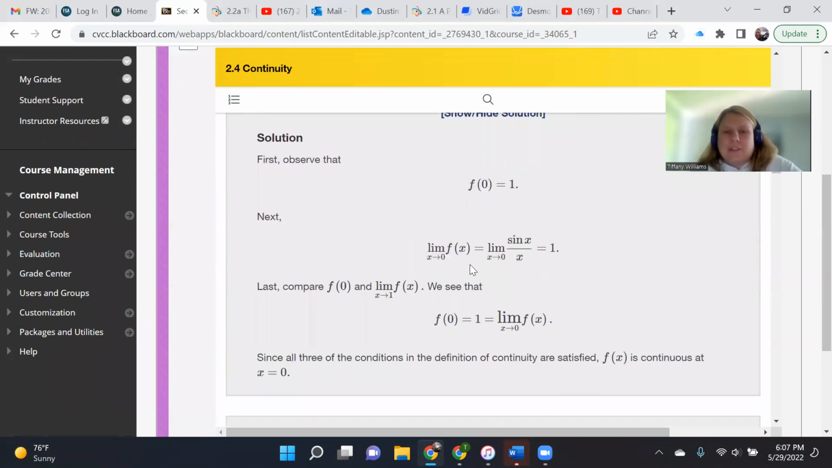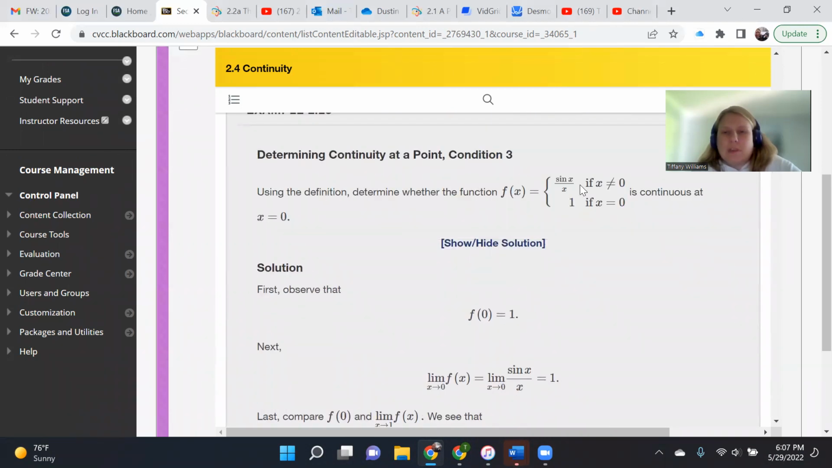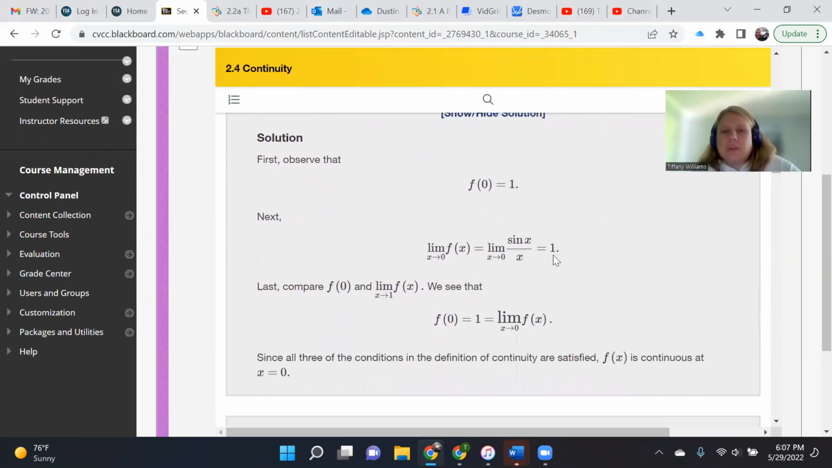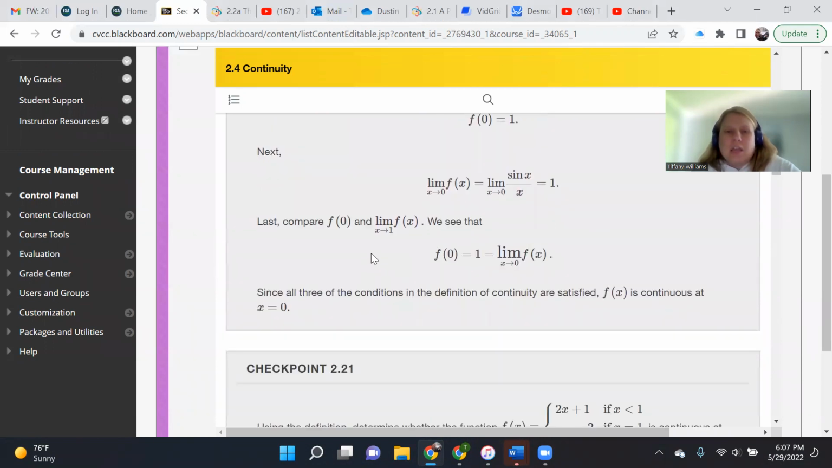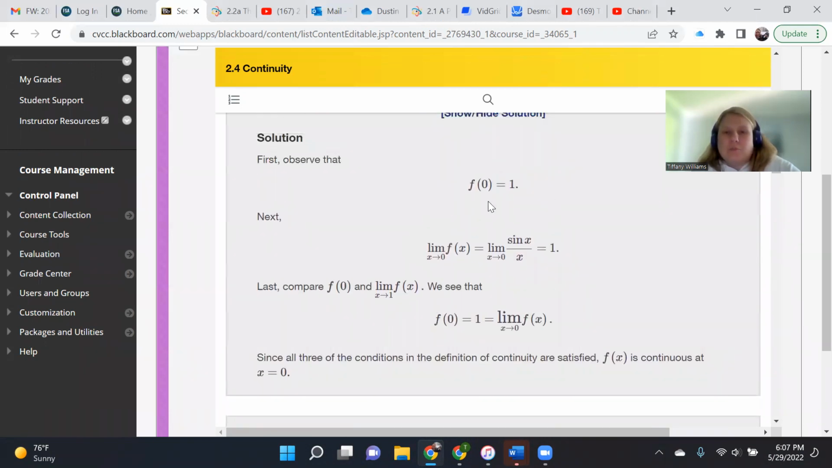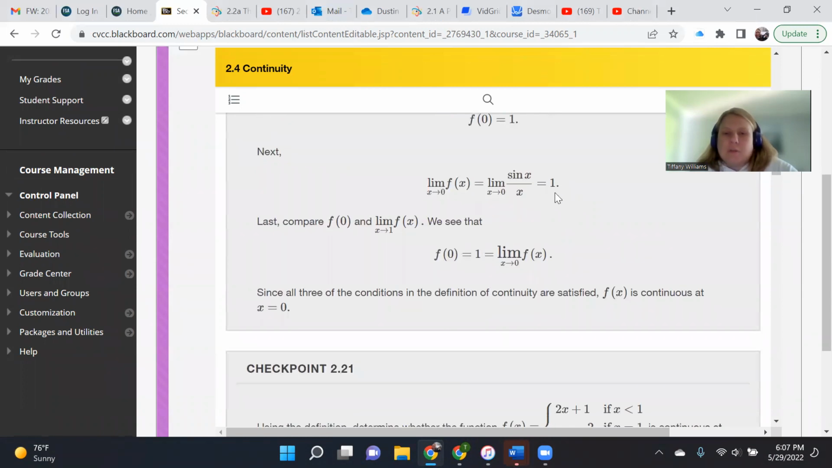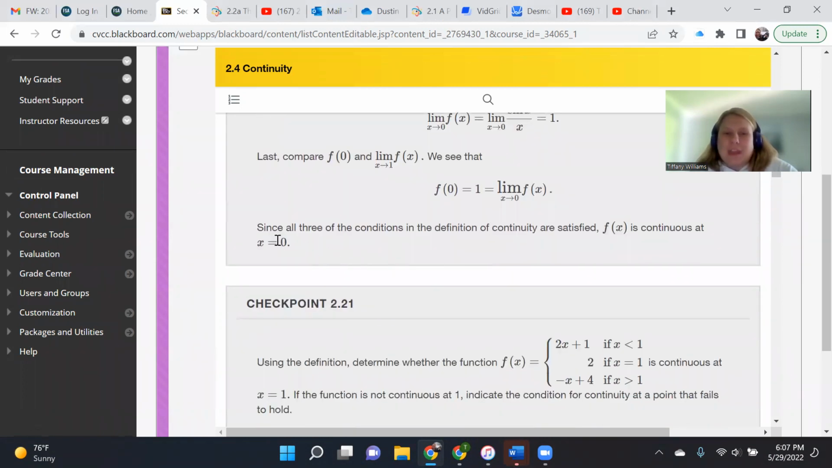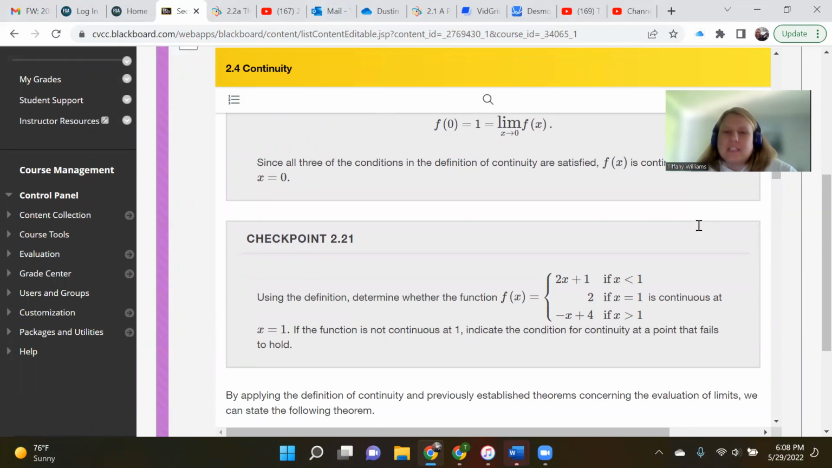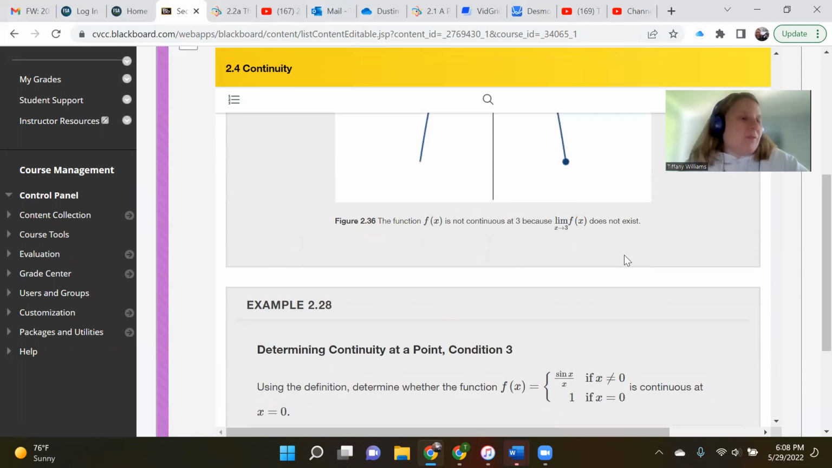So now we're going to take the limit. If we were to take the limit from the left and from the right, this thing is going to end up being 1, which is good. And now we're going to compare what it should be when I plug in 0 to what we actually get. So when I plug in 0, we got 1 from the original equation. Here, when we took the limit, we got 1. So what does that mean? All three conditions are met. That means that this thing is going to be continuous at x equals 0. So that's how you find continuity algebraically.